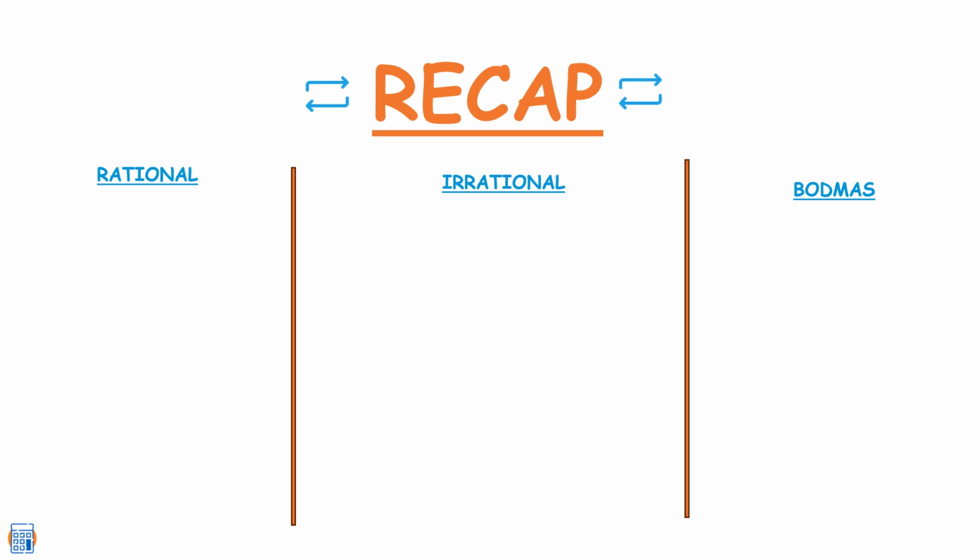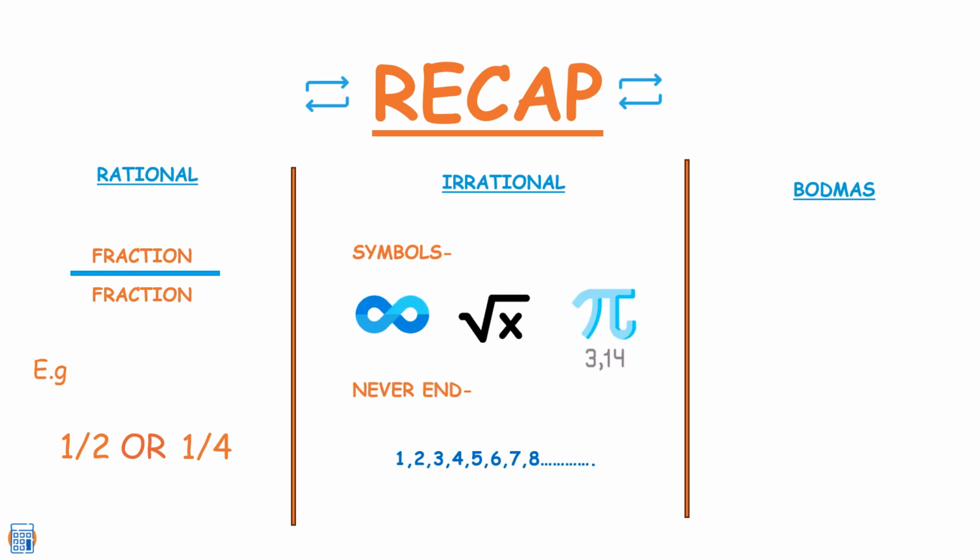And that's basically everything for the very first video. So going through a quick recap. Rational numbers, they're basically your everyday numbers. They are fractions, decimals, whole numbers like 1, 2, 3, negative numbers. Irrational numbers, they're more towards the symbol side or never-ending, such as pi or infinite numbers. And then finally, we looked at BODMAS.